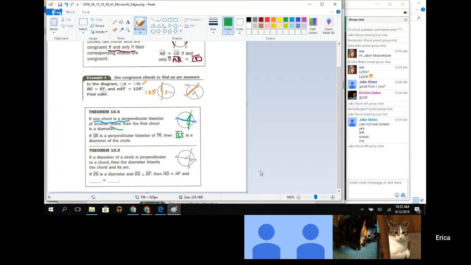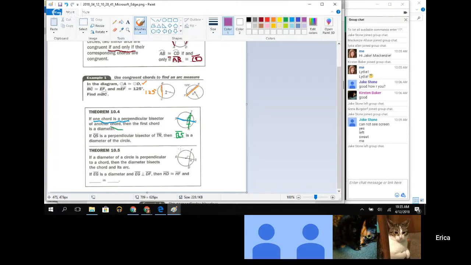All right, so then let's take this a little further. If a diameter of a circle is the perpendicular bisector of a chord, then the diameter bisects the chord and its arc. Okay, so this is a little bit opposite, and it has a little more information on there.